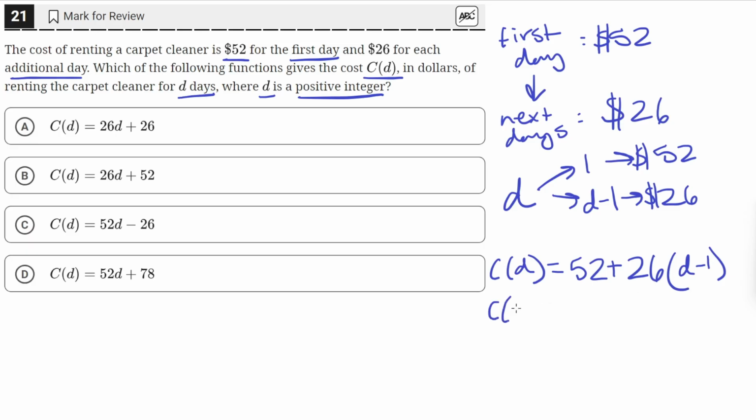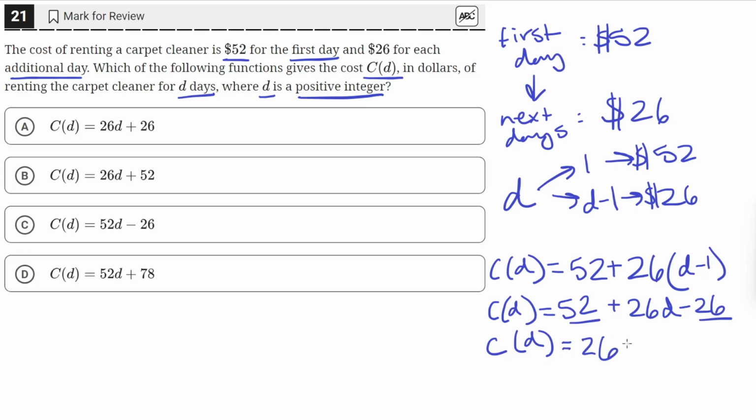So we have C of D equals 52 plus 26 times D. So that's just 26D. And then 26 times negative 1, that's minus 26. So then we can combine like terms. So 52 minus 26, that's equal to 26. And then we just have 26D plus 26D.